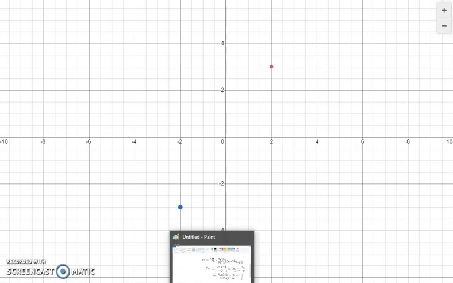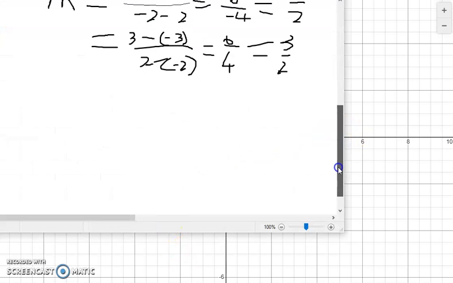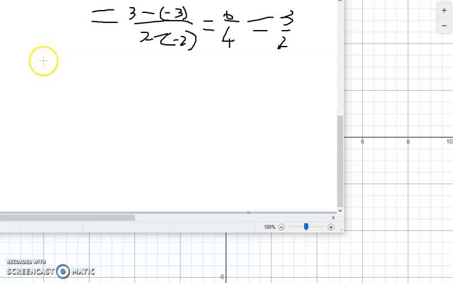So now we're going to talk about the different forms of a line that exist. There are several different ones, and the first form is point-slope form. Point-slope form is y minus y1 is equal to m times the quantity of x minus x1. So m is just your slope, and then x1 and y1 is just a point.